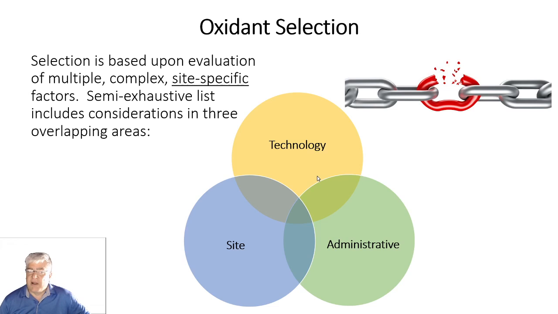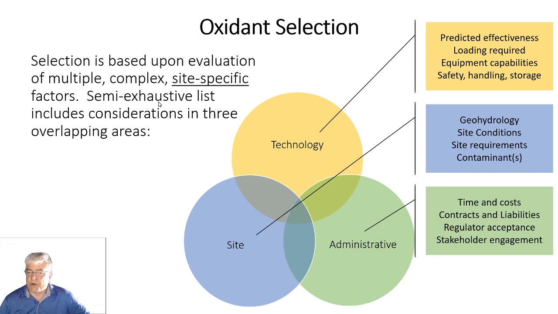First off, oxidant selection. Selection is a process where you're evaluating the multiple complex site-specific factors associated with a site. And we've broken those down into three general areas: technology, site, and administrative. From a technology point of view, you're looking at what is the oxidant you're selecting, what is its predictive effectiveness, loading requirements, equipment capabilities, safety handling and storage, and availability at a site.